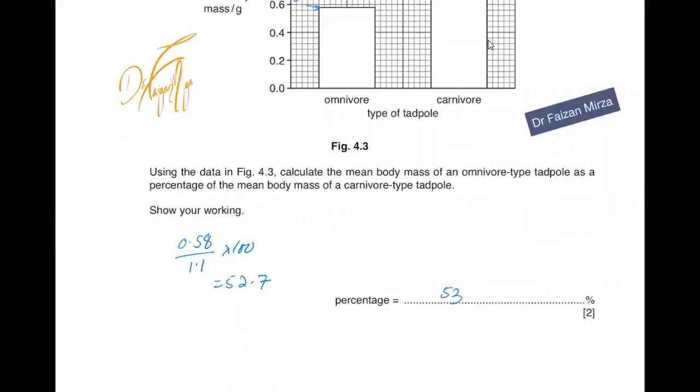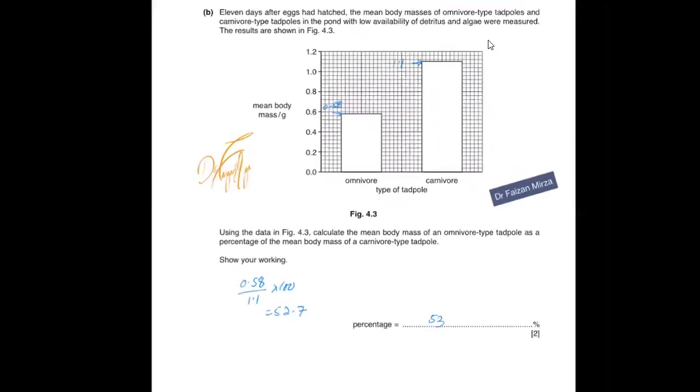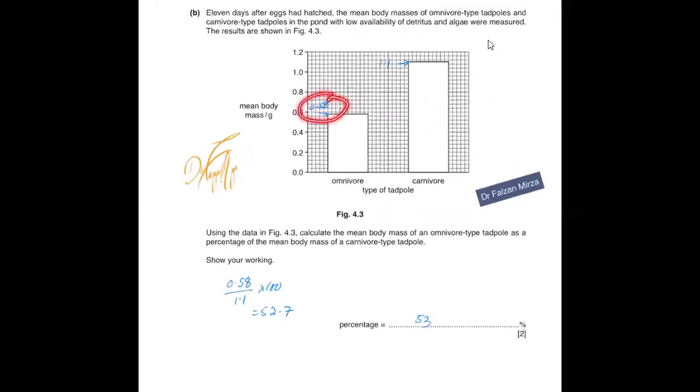They are asking you to calculate the mean body mass of omnivore type as a percentage of the mean body mass of carnivore type. So we'll just take the value of 0.58 and divide it by 1.1, because this is what they are asking us, and we'll multiply by 100. The answer comes out in decimal. We round it off to a whole number. The answer is 53.